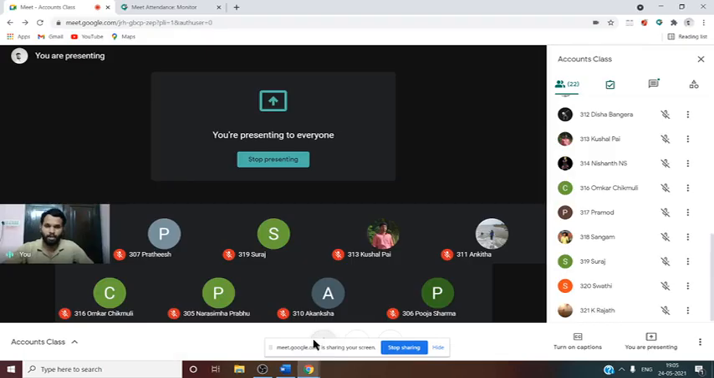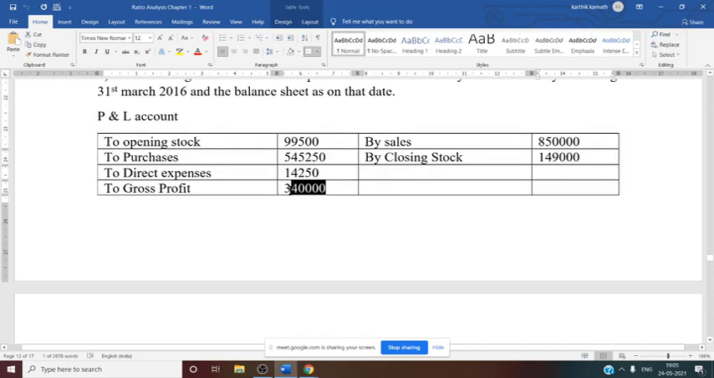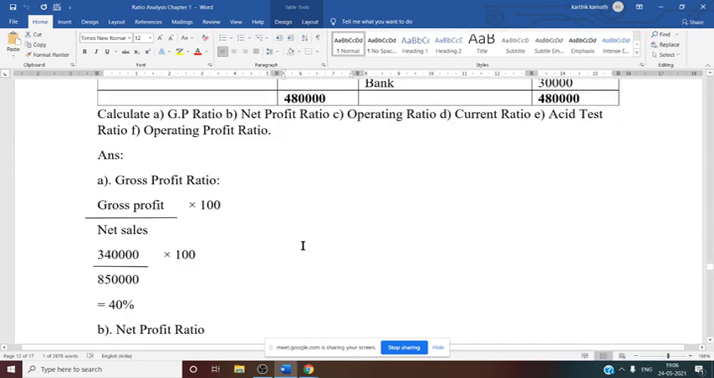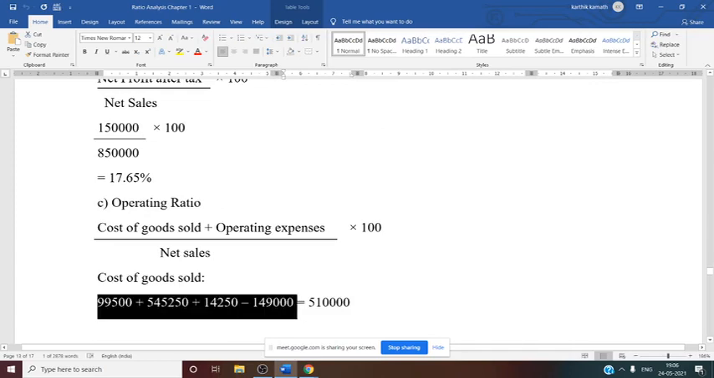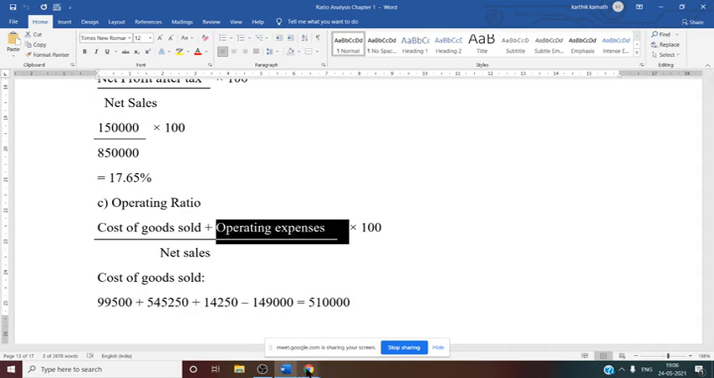So now let us see that P&L account once again. If you know the sales information, that is 8,50,000 minus gross profit, you will get the cost of goods sold. That is nothing but 8,50,000 minus 3,40,000, that is 5,10,000. Both answers are same. So either you can use this formula, opening stock plus purchases plus direct expenses minus closing stock, or else you can use sales minus gross profit formula in order to calculate cost of goods sold. Now next thing is operating expenses we need to calculate.